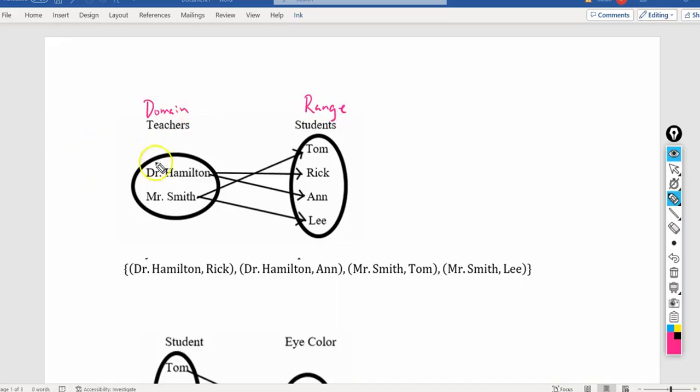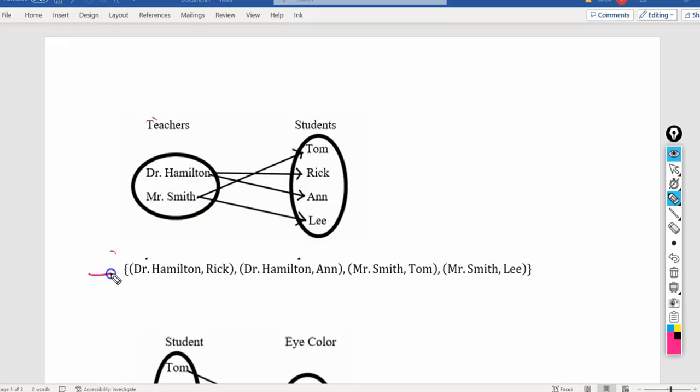So my domain would be the actual set of teachers, which would be Dr. Hamilton and Mr. Smith. And the students would be the range, and so that would be Tom, Rick, Ann, and Lee, if we were going to list those as sets, which we do. And you can see that you have a correspondence. From your domain, Dr. Hamilton is paired with Rick, but Dr. Hamilton is also paired with Ann. And so you can see that in this pictorial representation, Mr. Smith is paired with Tom and Lee.